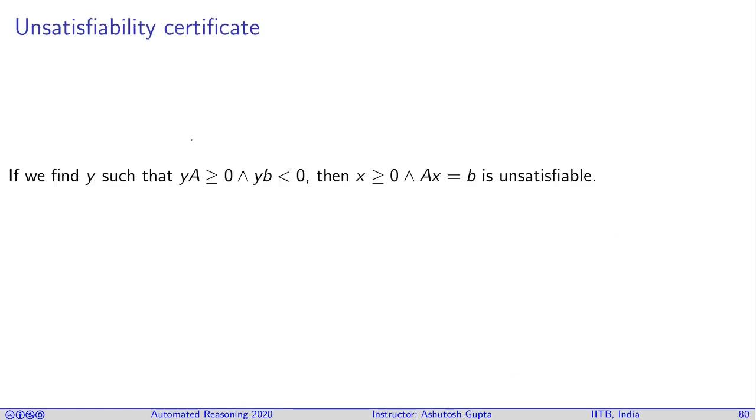So how is this theorem useful for us in proving unsatisfiability? This works as follows. We find y such that this thing holds, and y becomes my certificate that this constraint is unsatisfiable. When a solver gives me back that this constraint is unsatisfiable, it should give me back this y, and this acts as a certificate of unsatisfiability.